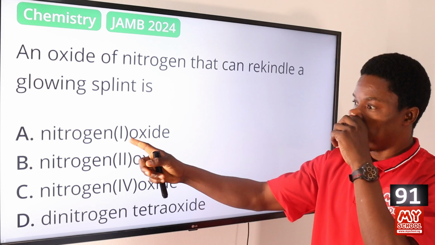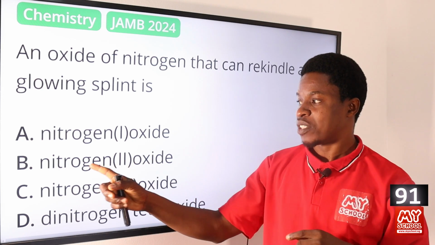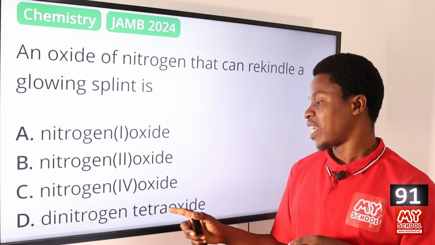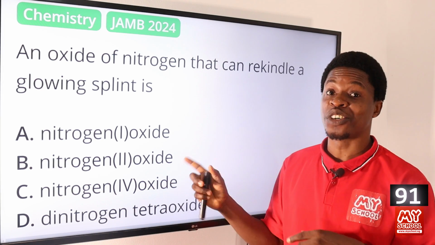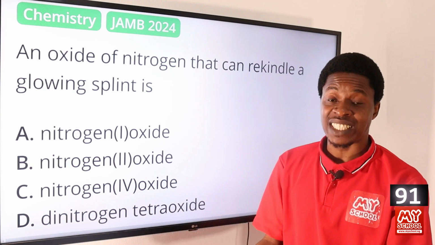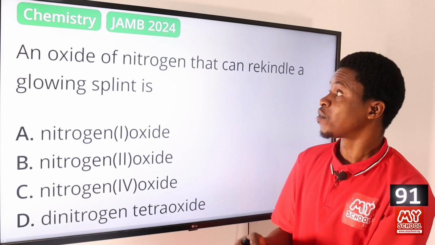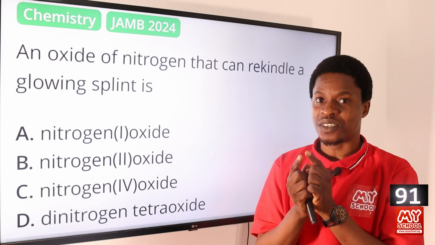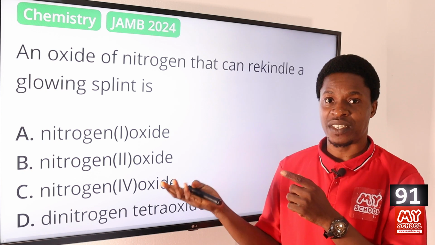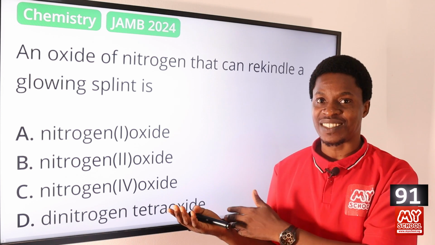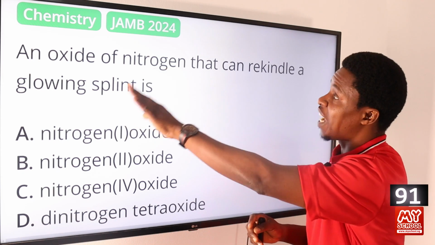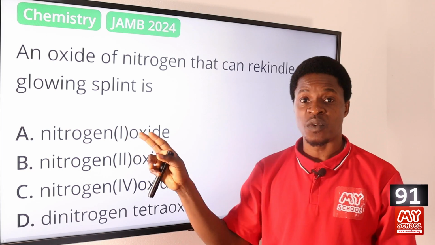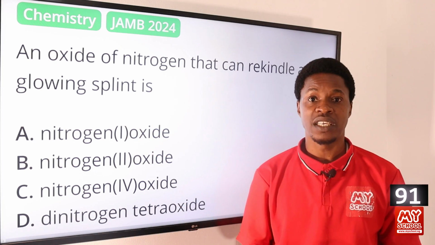So nitrogen 1 oxide, yes. Nitrogen 2 oxide, no. Nitrogen 4 oxide, no. Dinitrogen tetraoxide. There's no way we might be able to prove this one. You just need to know that the oxide of nitrogen that actually rekindles a glowing splint is nitrogen 1 oxide, okay? We also have the laughing gas. There's a gas we call laughing gas, but that's not our point now. So an oxide of nitrogen that can rekindle a glowing splint here is nitrogen 1 oxide. So the correct answer is option A.